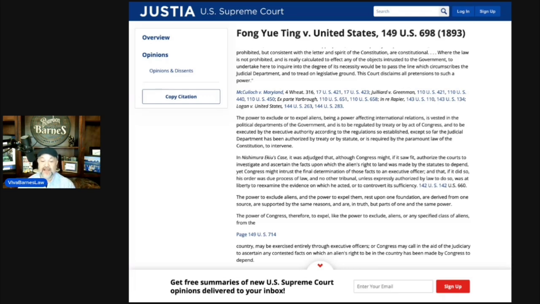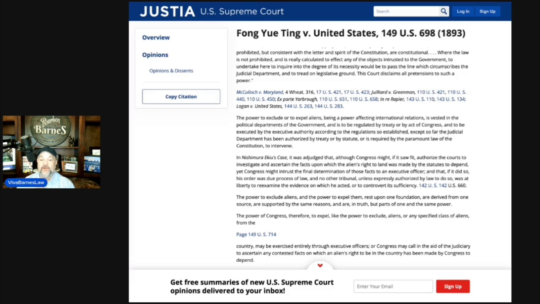As he noted, they say Congress might authorize the courts to investigate and ascertain the facts upon which the alien's right to land was made by the statutes to depend. Yet Congress might entrust that final determination of those facts to an executive officer instead. And if it did so, the executive officer's order is due process of law.